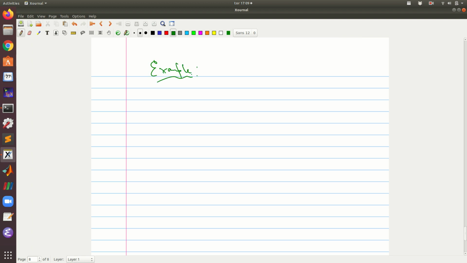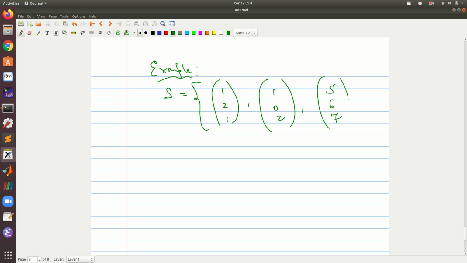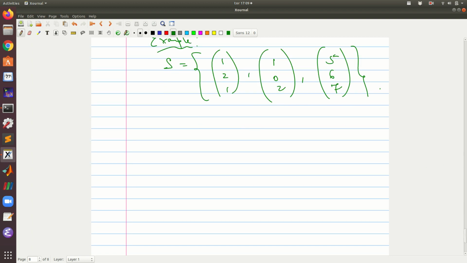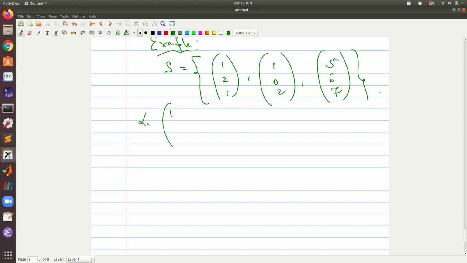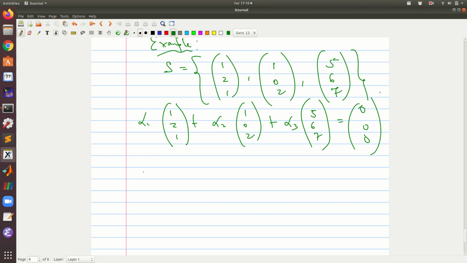Quick example would be that we want to find out whether the set S consisting of these vectors here, (1, 2, 1), (1, 0, 2) and (5, 6, 7), is linearly independent or not. So we said we are simply going to solve alpha 1 v1 + alpha 2 v2 + alpha 3 v3, and then we solve for the homogeneous system. Okay, so maybe we can write this as the matrix 1 2 1, 1 0 2, 5 6 7, times alpha 1, alpha 2, alpha 3, equals 0 0 0.